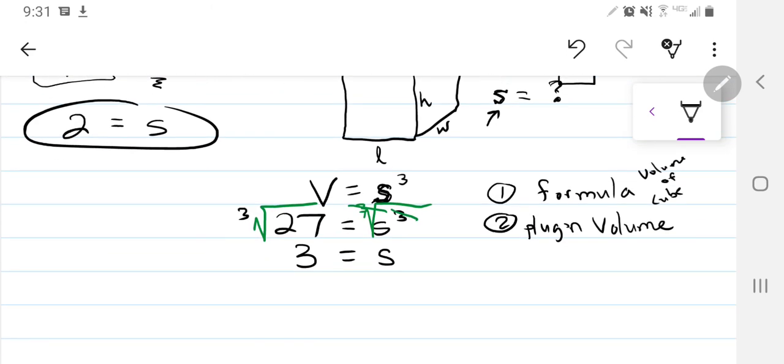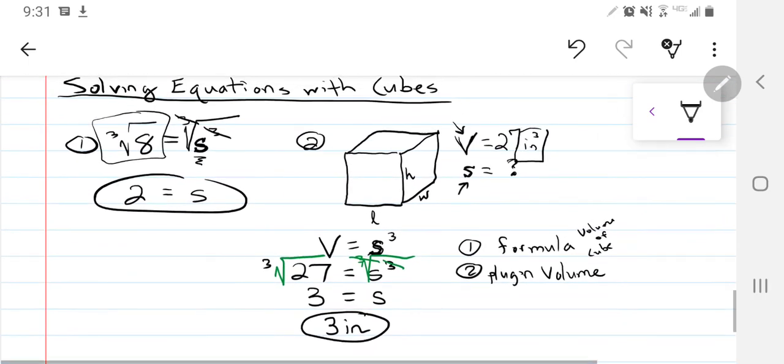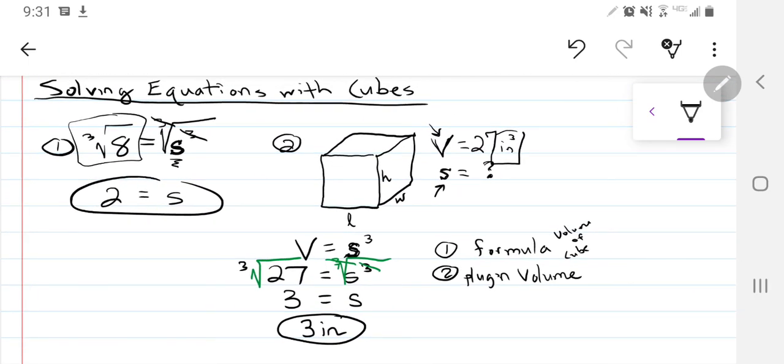So when I'm talking about length, I just use regular units. So it's not going to be inches cubed. It's not going to be inches squared. It's just a length, so it's going to be 3 inches. Bingo.